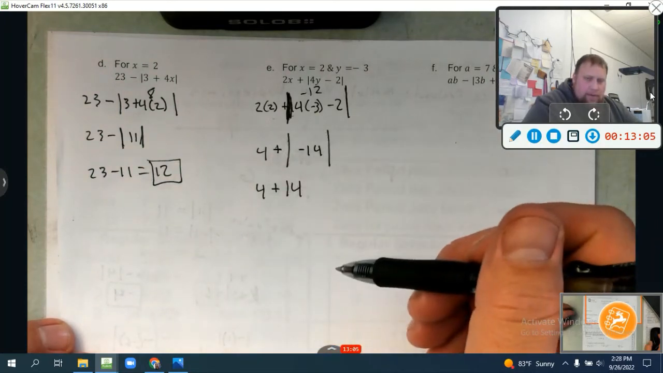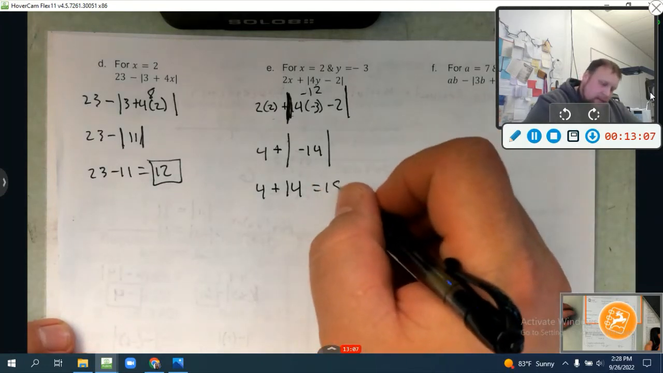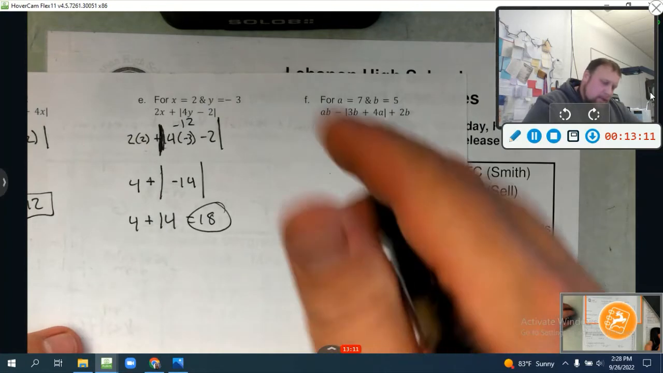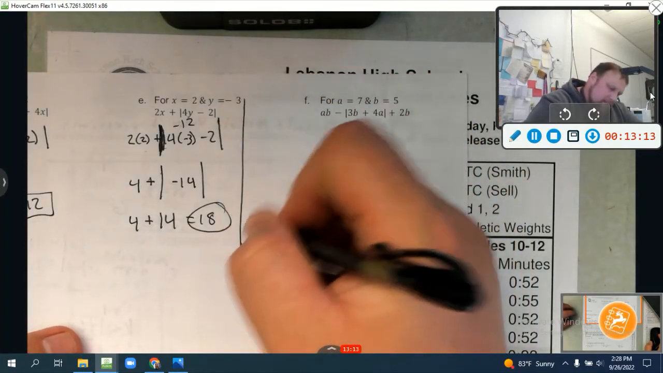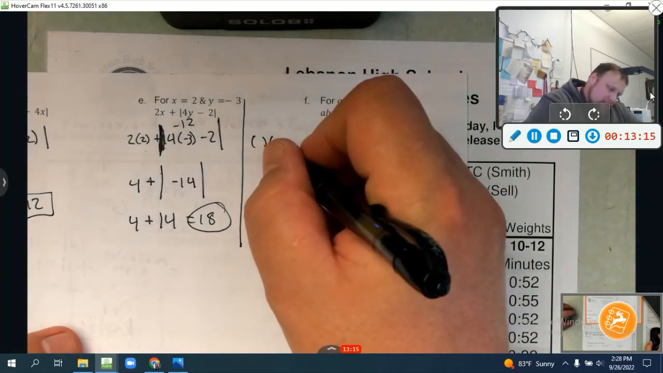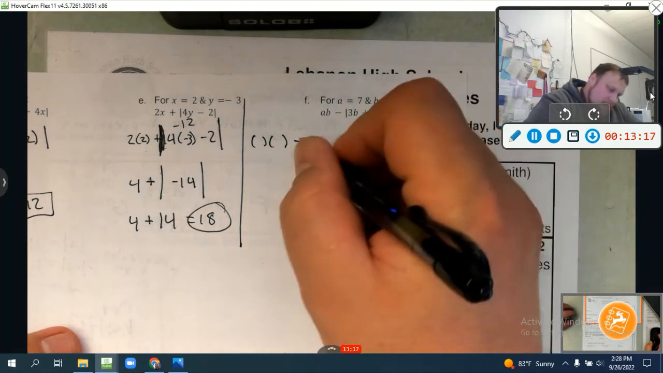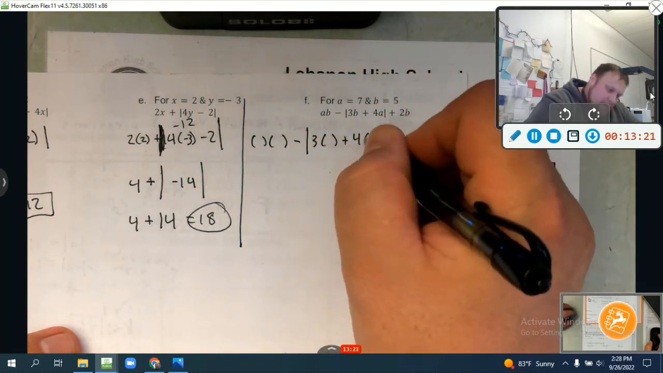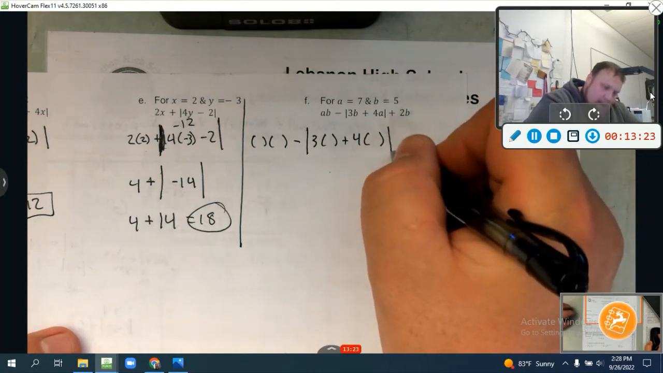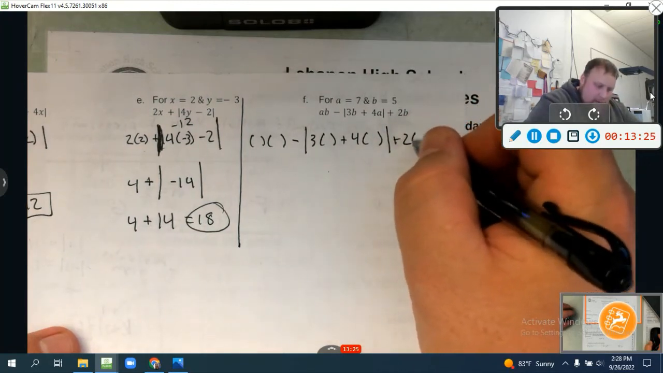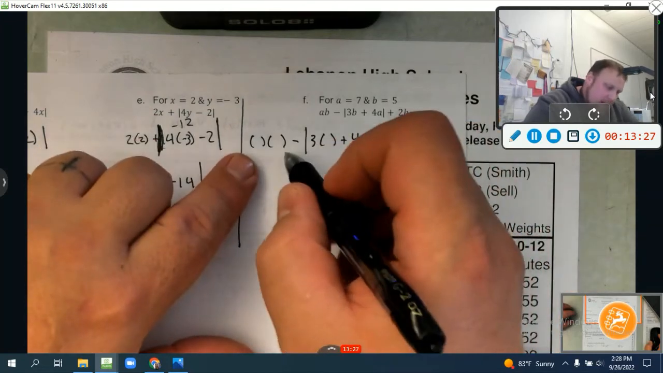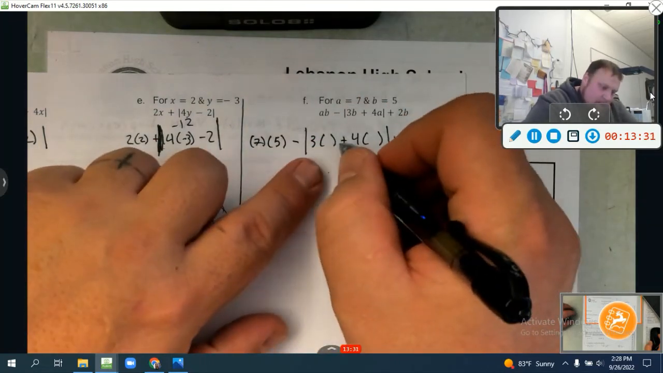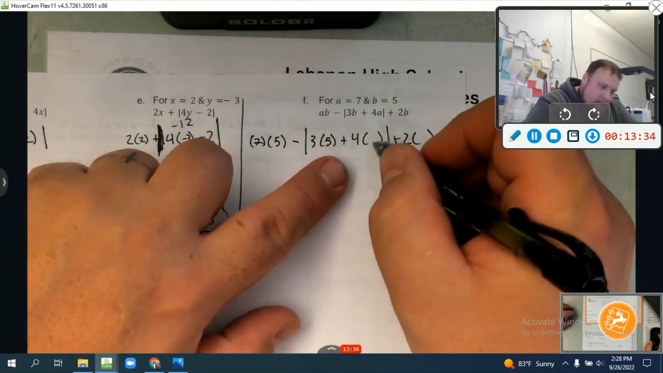And last but not least, this one looks complicated, but really isn't. It's just parenthesis for A times B minus absolute value sign 3 times B plus 4 times our A value, right? Plus 2 times our B value. So let's write that in. A is 7, B is 5. 3 times B is 5. 4 times A is 7. And 2 times B is 5.